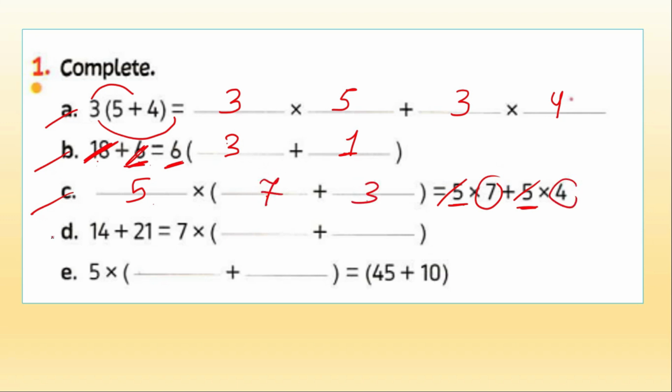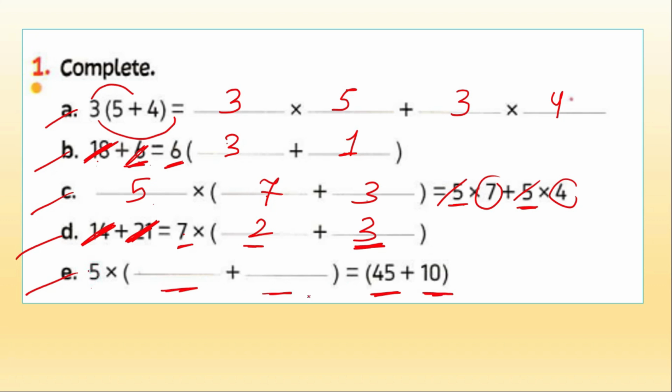Okay, next one 14 plus 21. Okay, 7 times which number equals 14. 7 times 2, and then 7 times which number equals 21. 7 times 3 equals 21. E 5 times which number plus which number gets 45 plus 10.